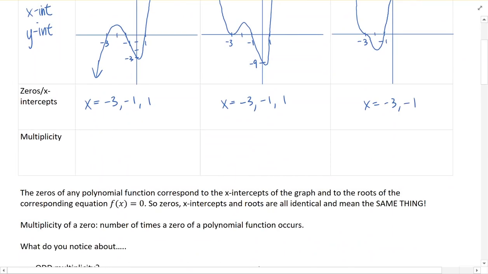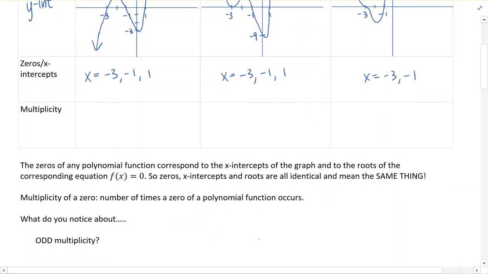Let's just write this. The zeros of any polynomial function correspond to the x-intercepts of the graph and to the roots of the corresponding equation f(x) = 0. So zeros, x-intercepts, and roots are all identical and mean the same thing. What I mean by that is when you're looking at x-intercepts, it's when your function f(x), meaning that y value, equals 0. That's how you find your x-intercepts.